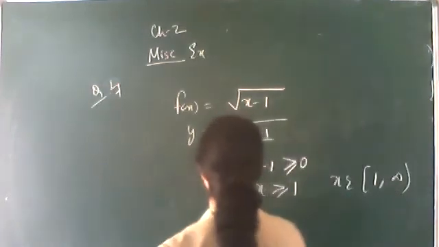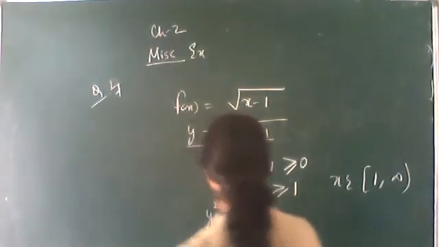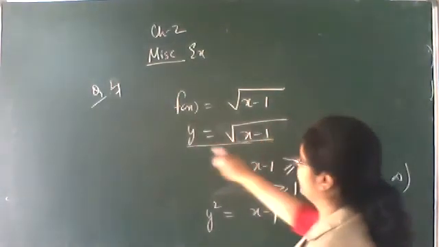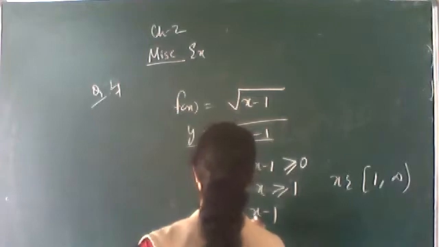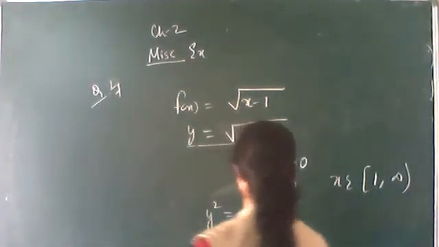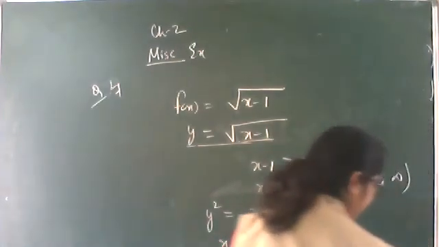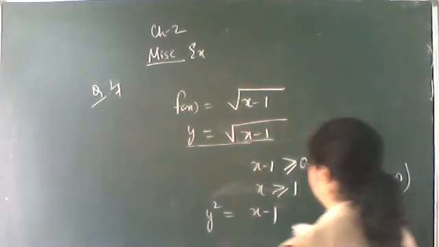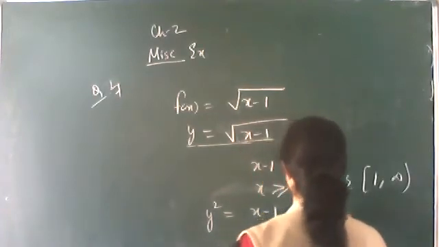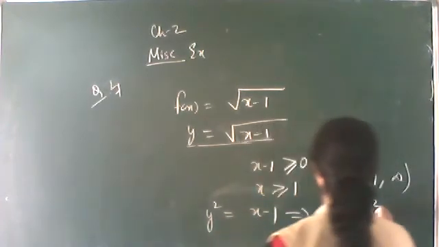Now next is your range. Your y is this. So what can we write? y square is equal to x minus 1. Again squaring both the sides, we get y square is equal to x minus 1. Now you bring x this side, x is equal to y square plus 1. Is it visible? Just see. x is equal to y square plus 1.